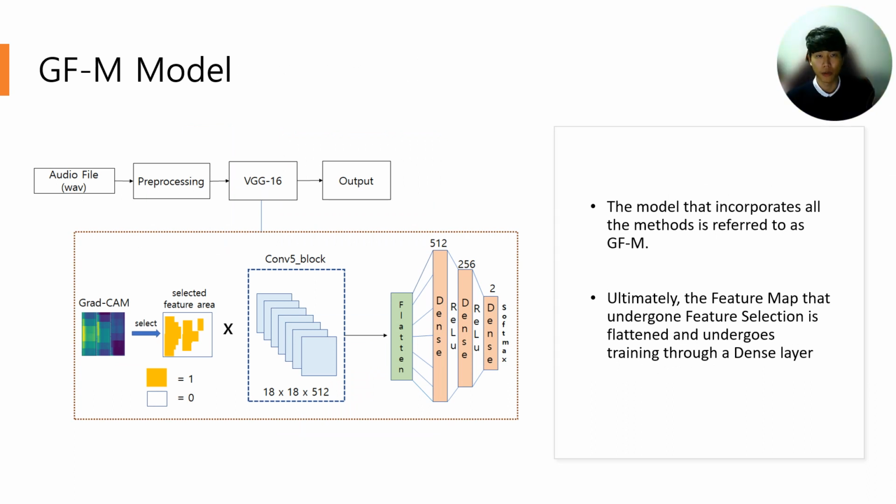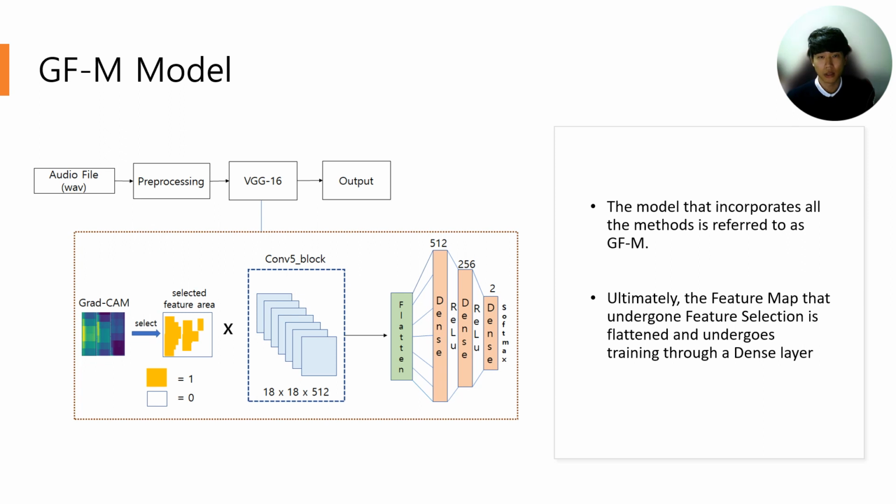The model that incorporates all the methods is referred to as GFM. Audio files undergo pre-processing using MFCC, converting them into 3 types of spectrogram images. These 3 spectrogram images are then fed into the VGG16 model for feature extraction. During this process, important feature regions are identified using Grad-CAM. From this, an area map is created that retains only the selected crucial regions, which is then multiplied with the feature maps of VGG16's conv5 block.